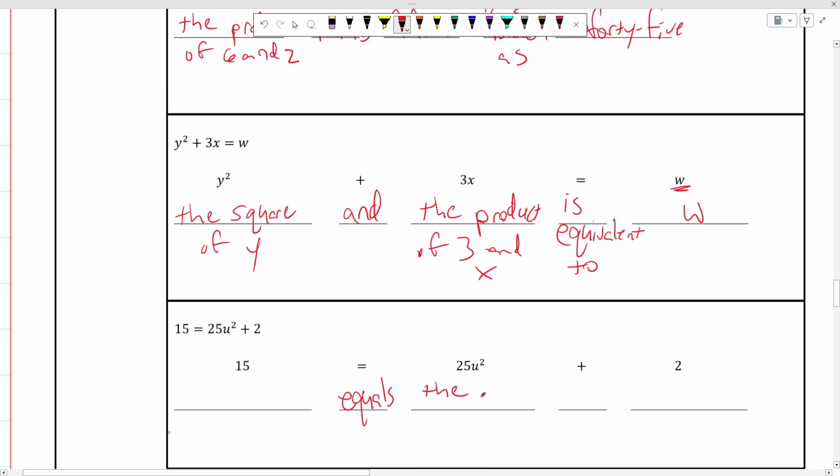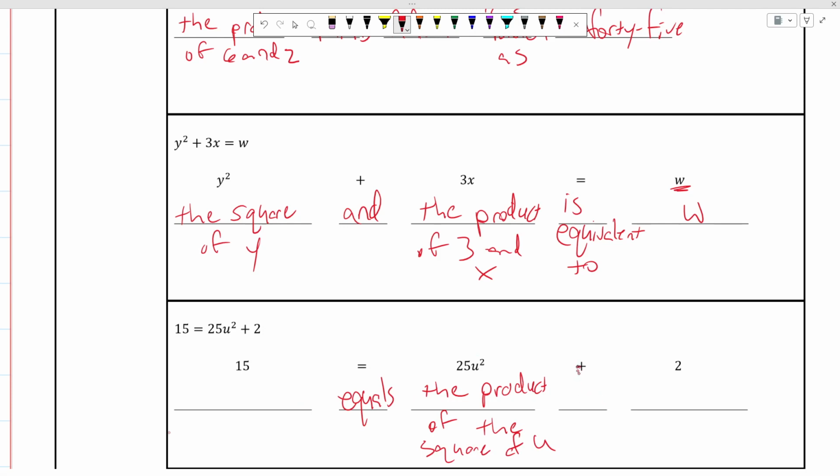the product of, let's see, a product of u squared. It could be that, sure. The product of u squared, or the product of the square of u. Again, so many different ways to represent that.